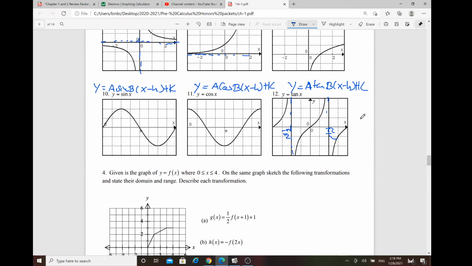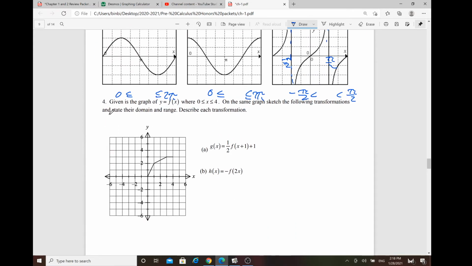And also don't forget about the one cycle test for this one. It's always from 0 to 2 pi. One cycle test for this one, 0 to 2 pi. And then one cycle for tangent, negative pi over 2 to pi over 2, because of the parent graph.